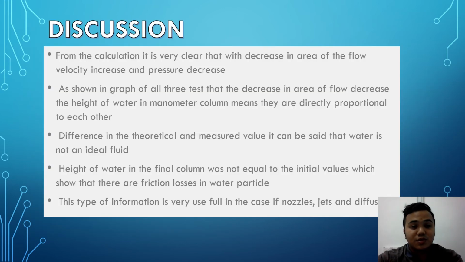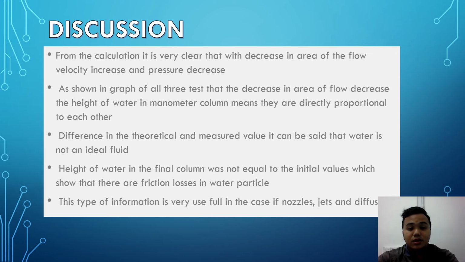The next part is the discussion. From the calculation, it is very clear that with a decrease in the area of flow, the velocity increases and the pressure decreases too. Also, as shown in the graph of all these three tests, the decrease in area of flow decreases the height of water in the millimeter column, which means they are directly proportional to each other.